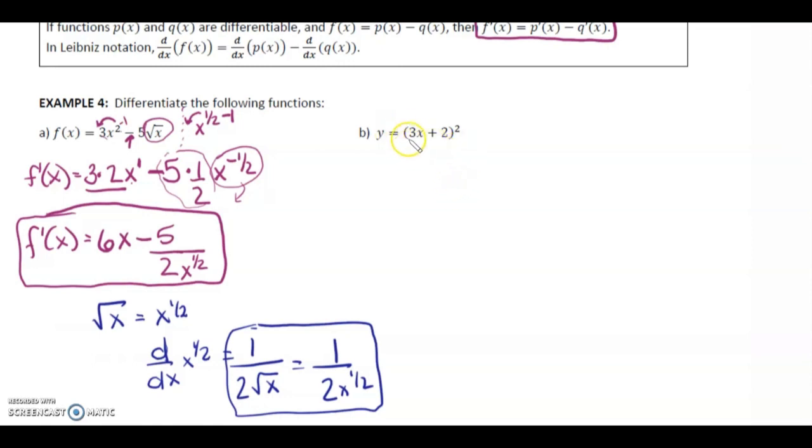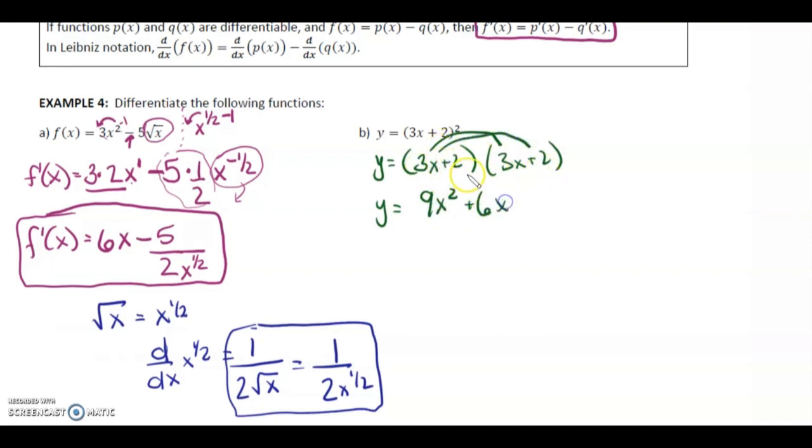Okay, y equals 3x plus 2 squared. So let's go ahead and expand this. 3x plus 2 times 3x plus 2. Okay, and this is going to be 9x squared. 3x times 2 is 6x. 2 times 3x is 6x. And 2 times 2 is 4. So what we're actually differentiating is 9x squared plus 12x plus 4.